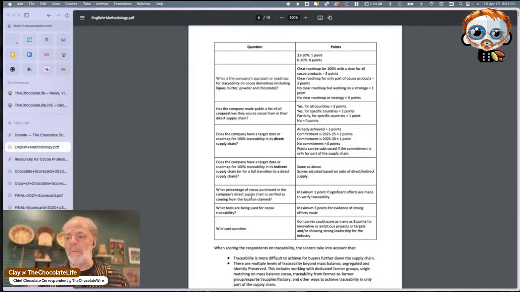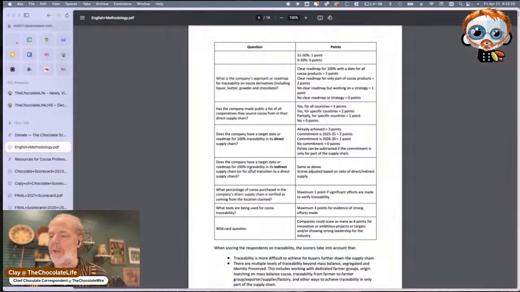But there's no concomitant understanding. So they do ask the question, does the company have a target date or roadmap for 100% traceability in its indirect supply chain, right? Or for a full transition to a direct supply chain? And so it gets scored the same way. But I think that the way the licensed buying company structure works and the way that sourcing works, having control and complete confidence in your indirect supply chain is going to be really, really difficult to achieve. I'm glad that they're talking about those two things and discussing the differences between direct and indirect supply chain. But again, these nuances get entirely hidden in the way the answers are presented.